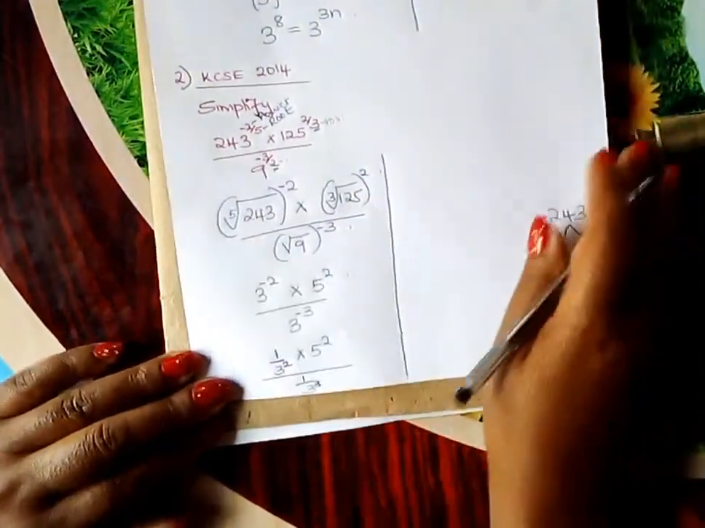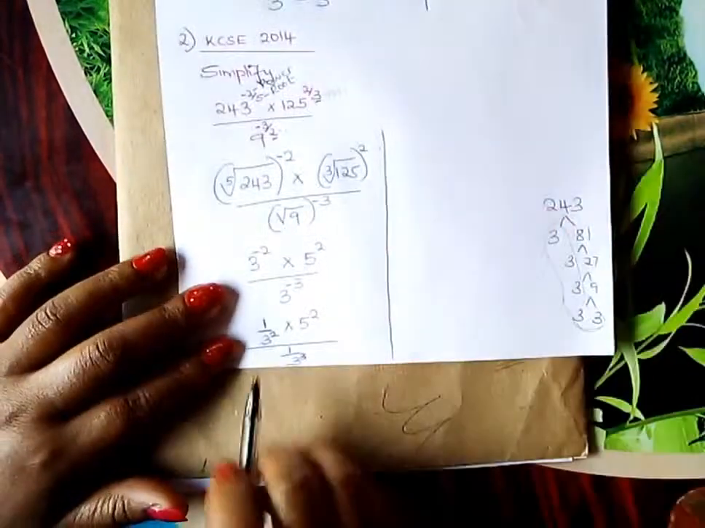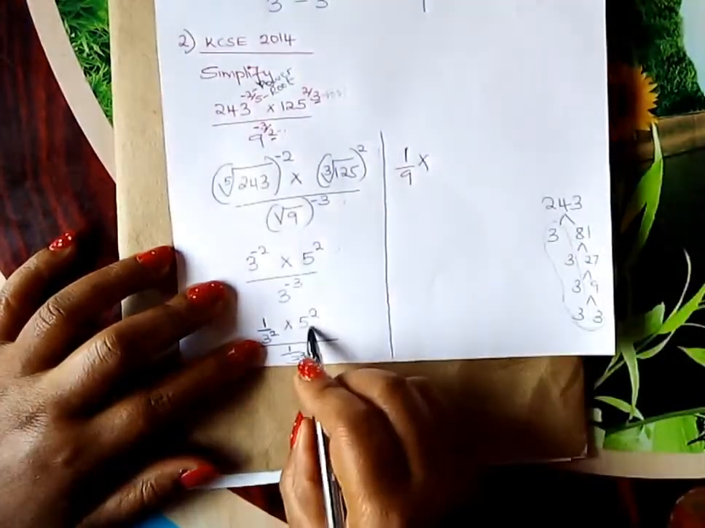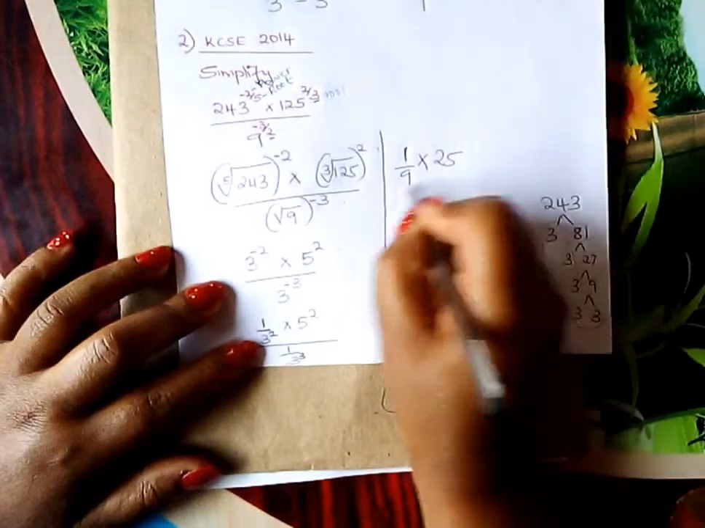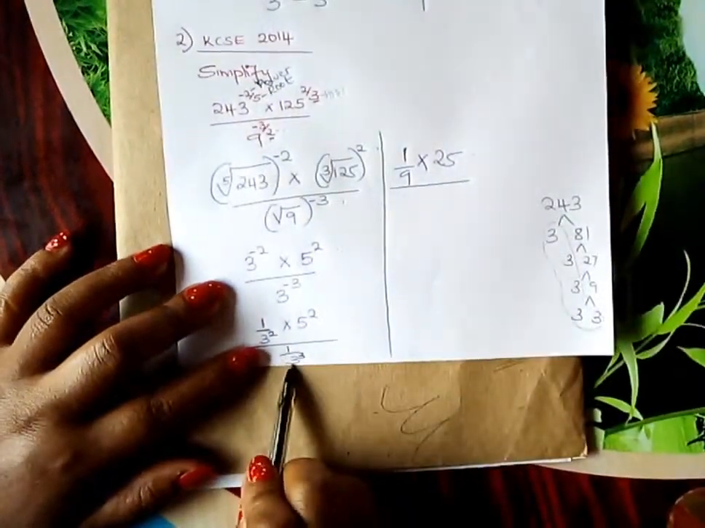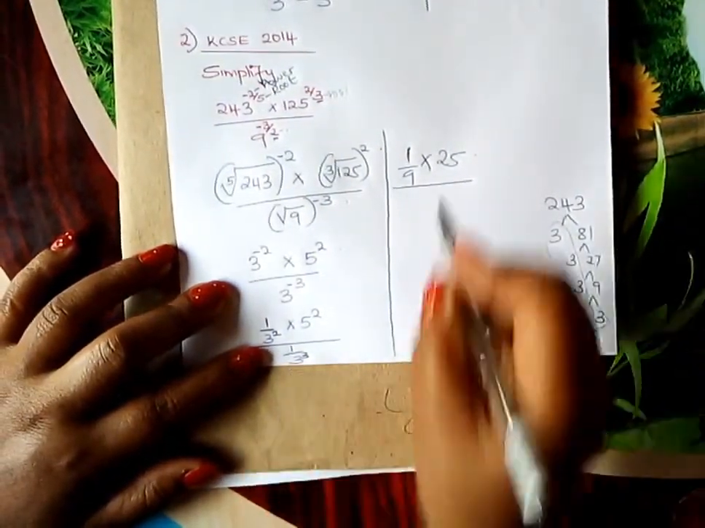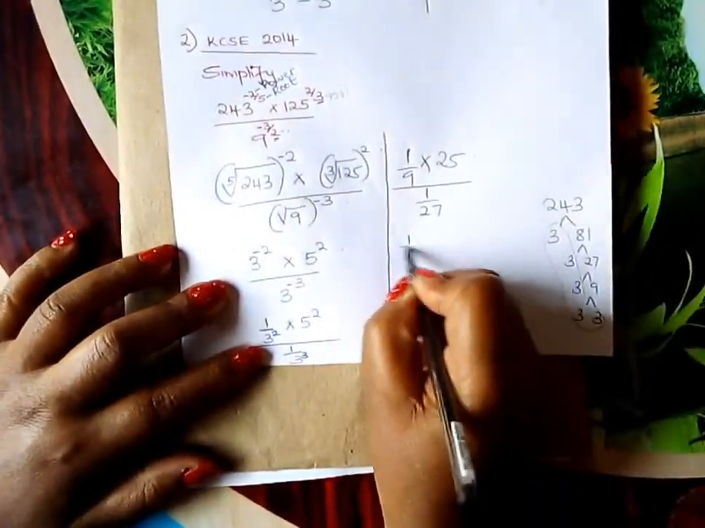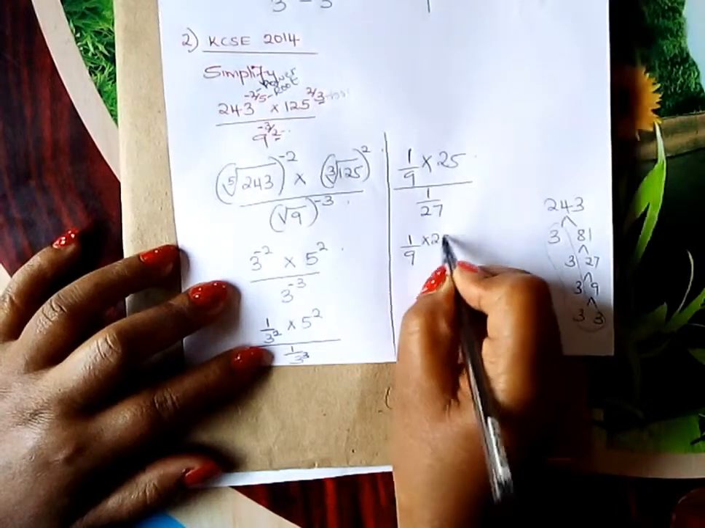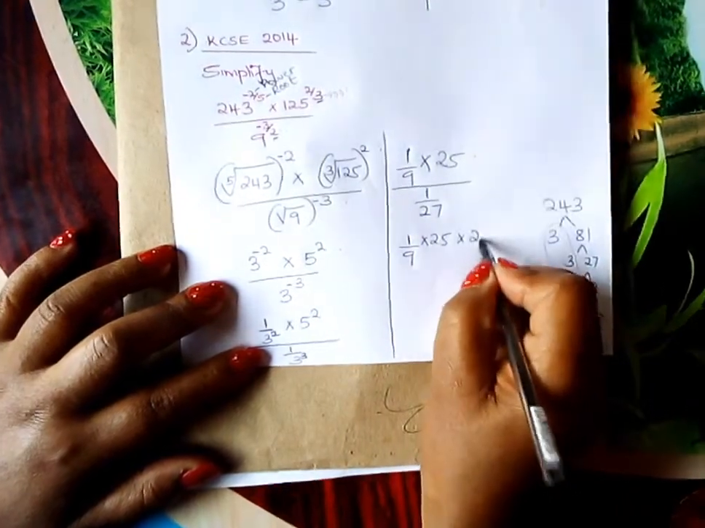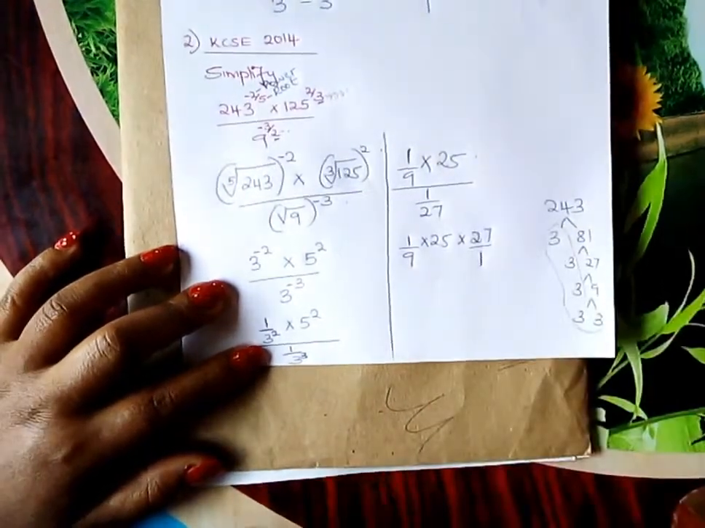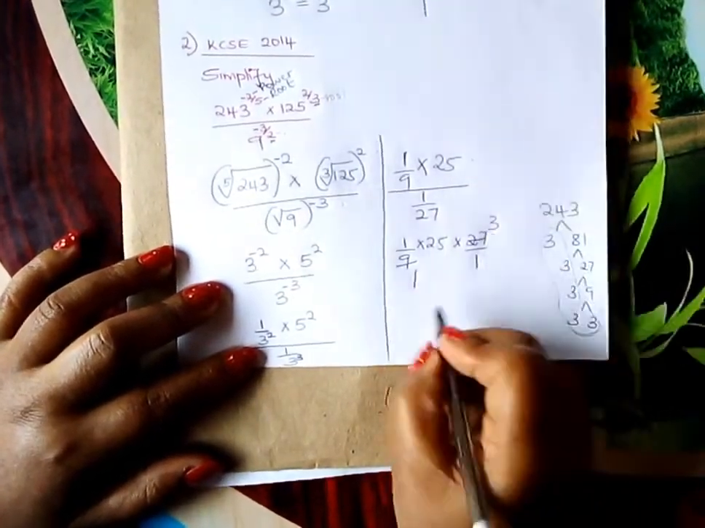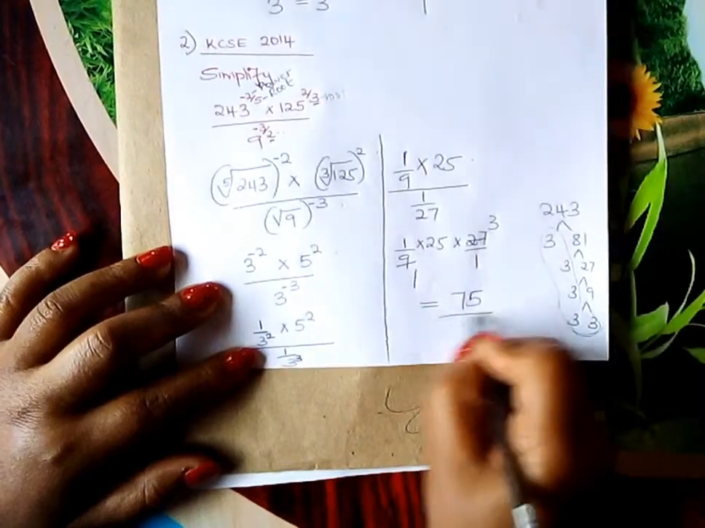We continue, learner. So you will get 1 over 9 times 5 squared, which is 25, divided by 1 over 3 cubed, which is 1 over 27. So this is 1 over 9 times 25 times the reciprocal, which is 27 over 1. By 9, 1. By 9, 3. 25 times 3, learner, gives you 75.